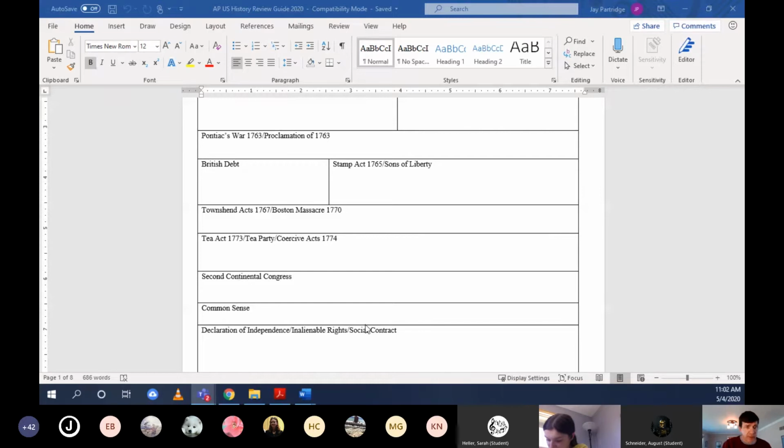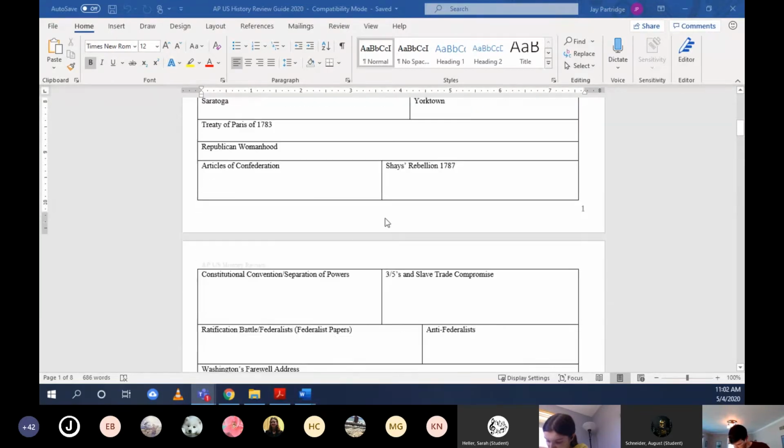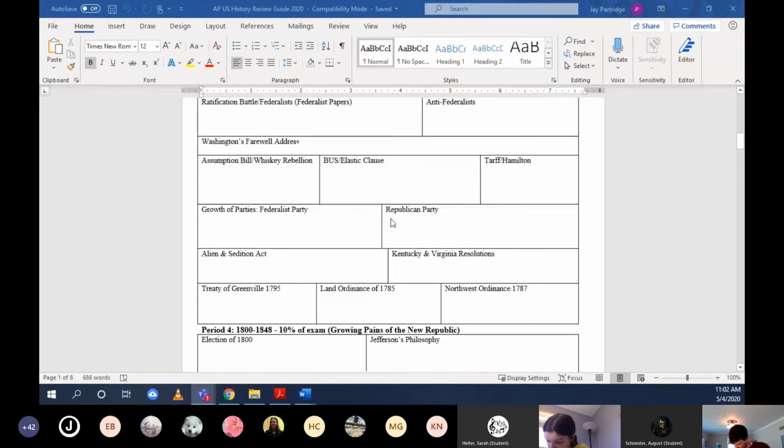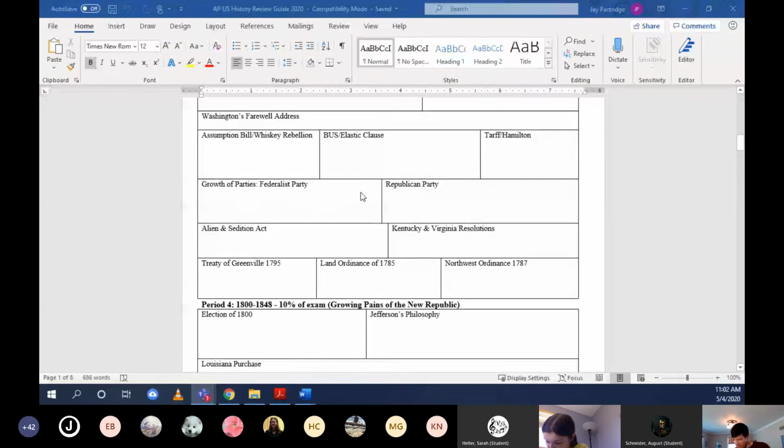All right, let's get to the next one. Where are we at here? By the way, this is the good thing about this. I can go through a lot and it's good review. Okay, the BUS and the elastic clause. So that's, let me find it here. Maybe. So it's the middle of the second page? Yeah. So it's right in between.